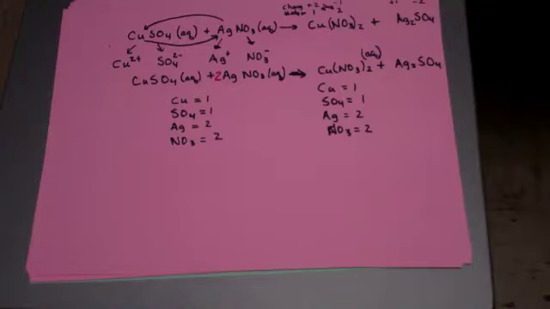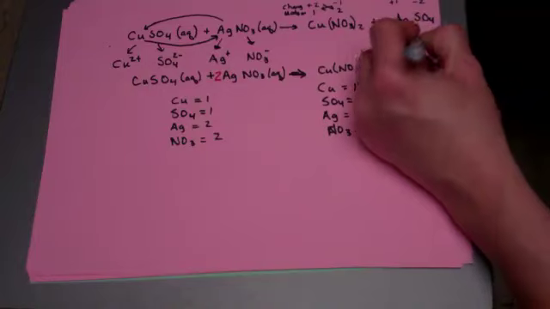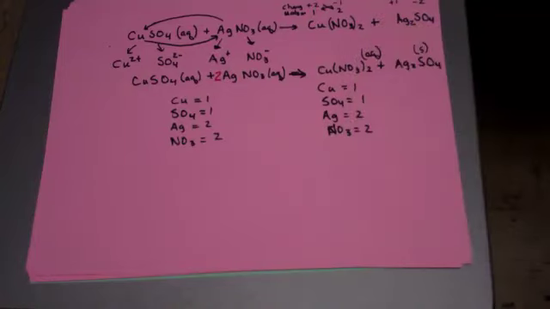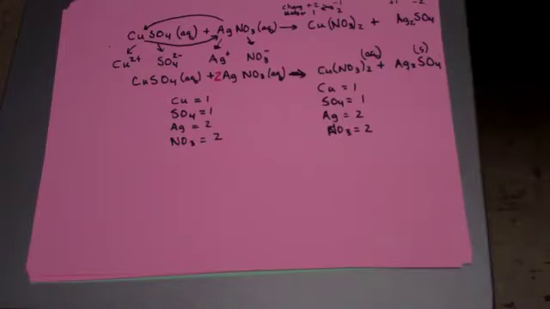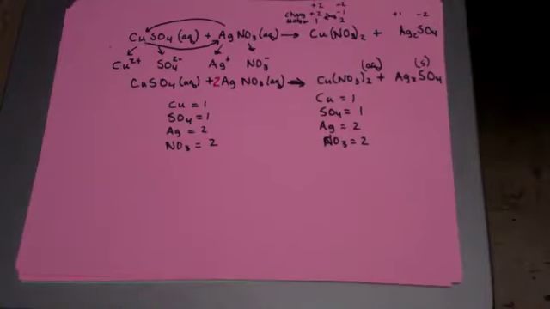So silver sulfate is slightly soluble, but that means it's likely going to precipitate out of solution, and then we'll see probably a white precipitate with our silver sulfate. So that's a good example of a precipitation reaction.